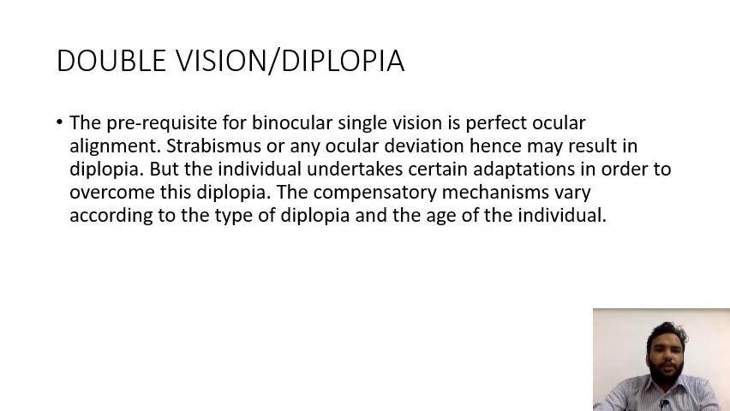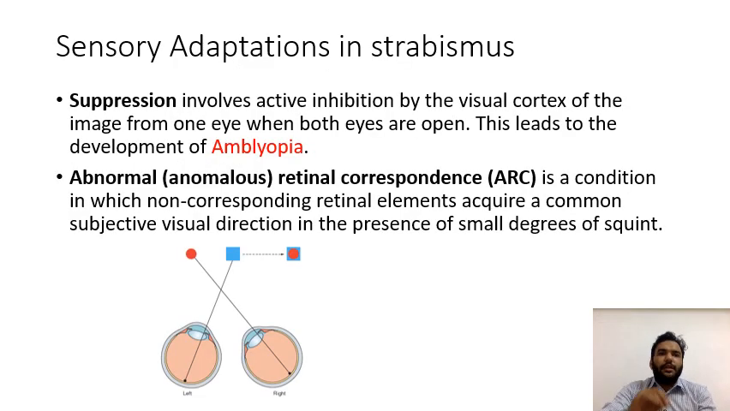Coming to double vision or diplopia, the prerequisite for binocular single vision is perfect ocular alignment. The eyes should be on the same alignment. So strabismus or any ocular deviation may result in diplopia. If one eye is this way and the other eye is that way, then you will get diplopia. There are certain adaptations to overcome this diplopia. The compensating mechanism varies according to the type of diplopia and the age of the individual. The first is sensory adaptation, then there is motor adaptation.